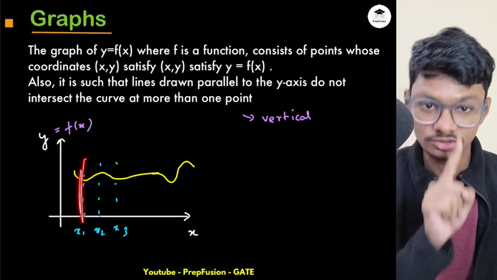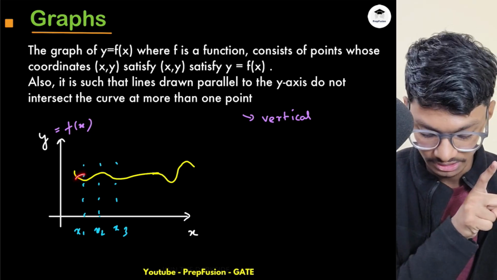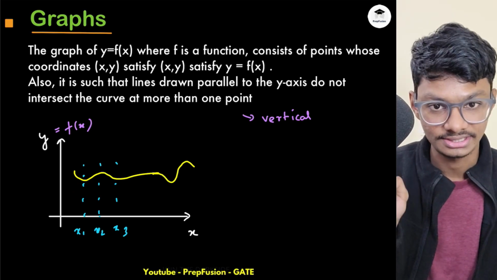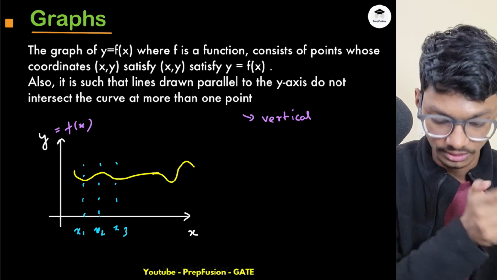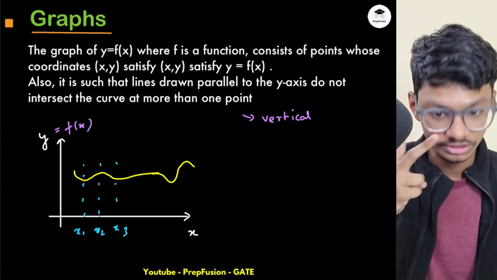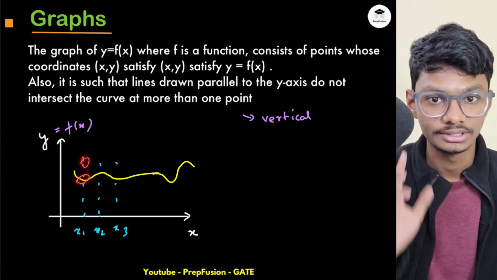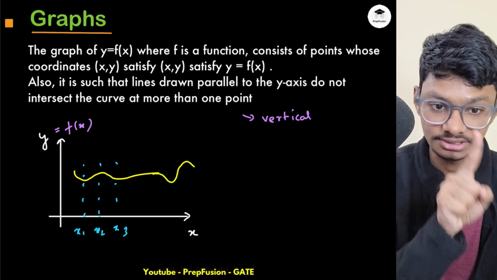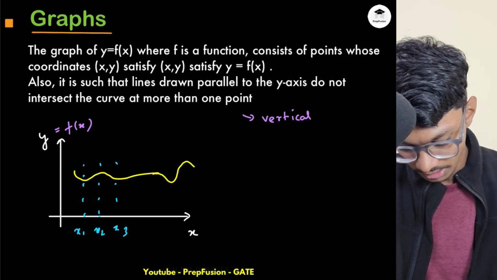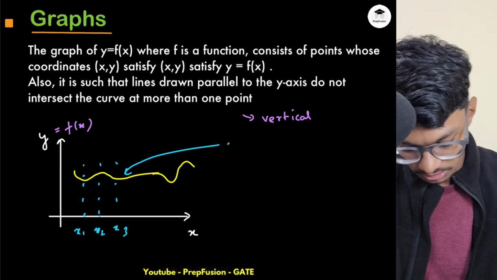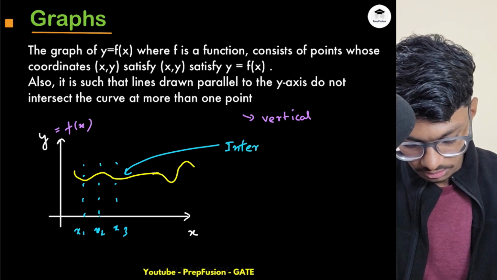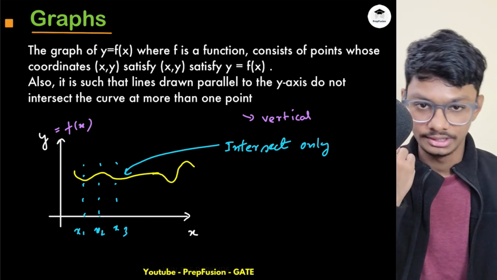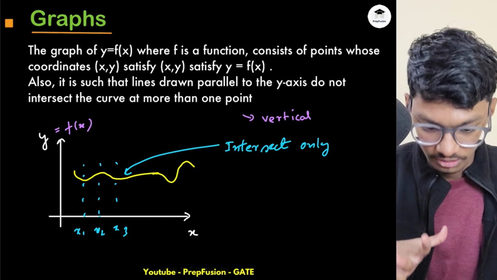So if my line is only touching at a single point, intersecting with the curve at a single point, then what can I say? I can say that yes, this is a proper function. If it is touching more than one point, let's say here also and here also, then it is not called a function. So it has to intersect only once, then it will be called a proper function. We'll learn more about this graph in the later chapters also. I just wanted to give you a brief about graphs.